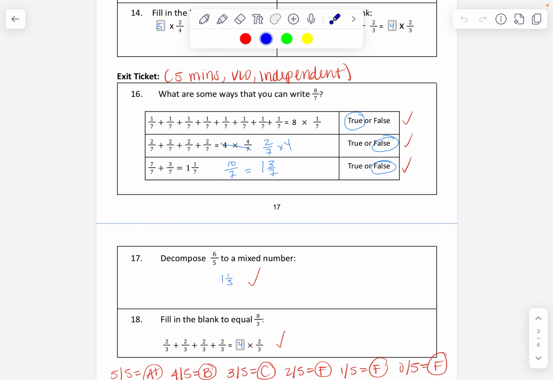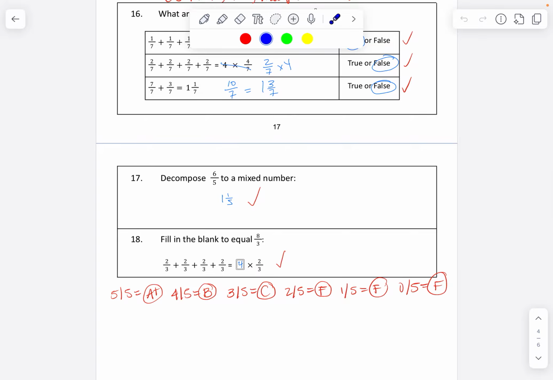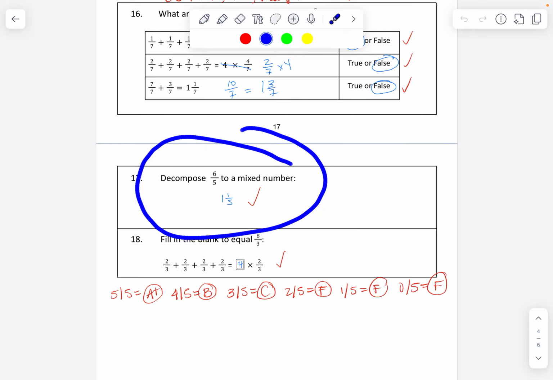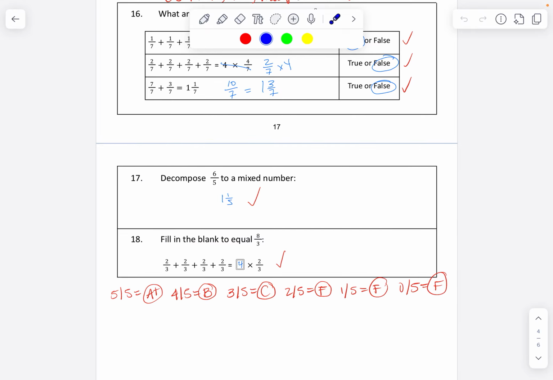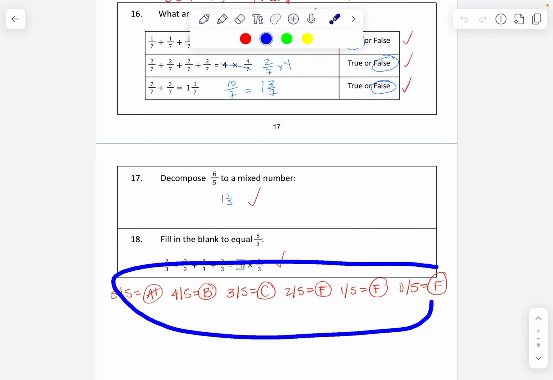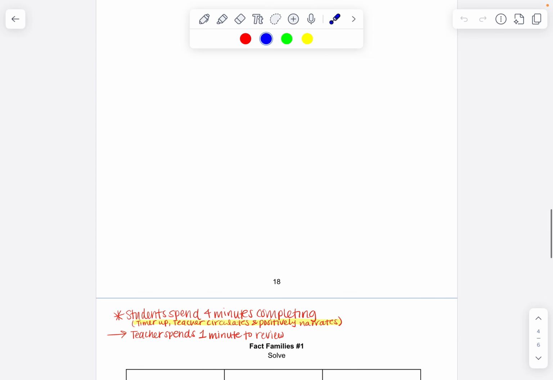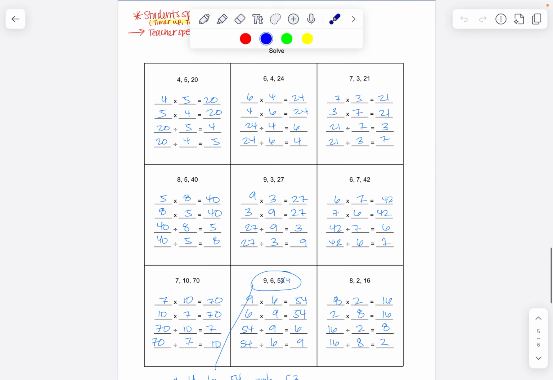They are engaging in some true or false questions to see whether the statements make sense before having to do a simplification from a fraction that is larger than 1 to a mixed number, and then having to figure out what whole number to multiply the fraction by to match the repeated addition expression. So this exit ticket is a total of 5 points. Here's your grading scale, and your sprint is here at the bottom.